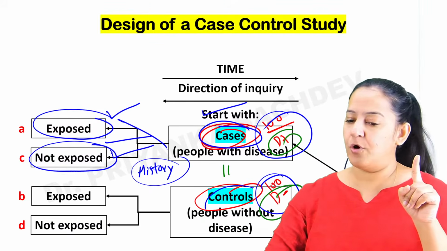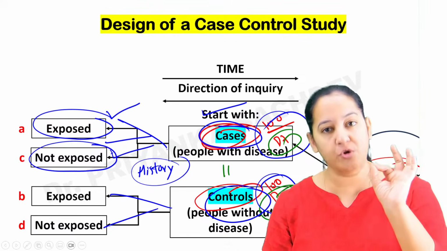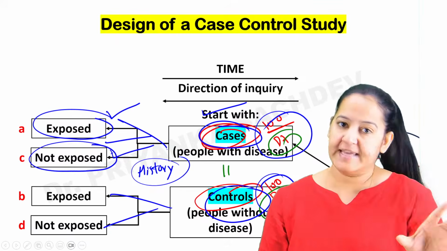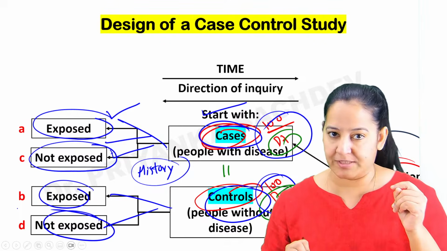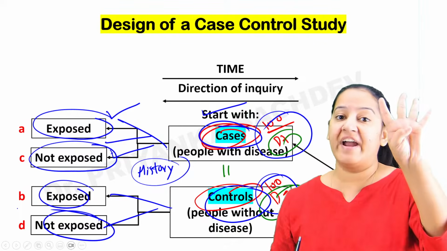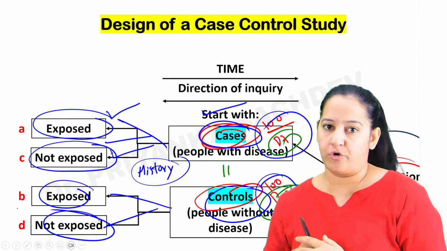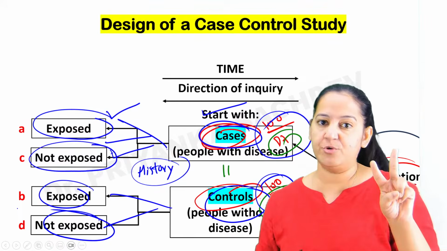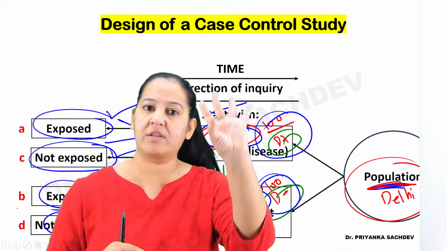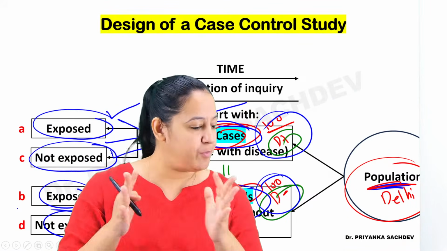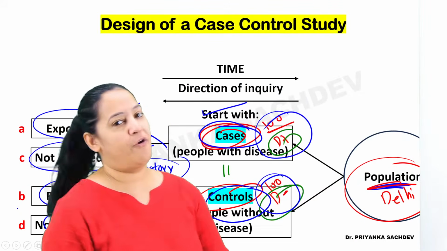Among the controls also, again I divide them into two groups. Controls also, I will call them one by one and ask the same question. Do you smoke in the past, in the last 10 years, 20 years? Say yes or say no. Got it? So here also some will say yes, we smoke, and some will say no, we don't smoke. Got my point? So finally, I divided my population under study into four groups. So cases also I divided into two groups, the ones who smoke, the ones who do not smoke. And controls also I divide into two groups, the ones who smoke, the ones who do not smoke. That is exposed, unexposed, exposed, unexposed. How many of you got it? Okay. So this is the design of case control study.